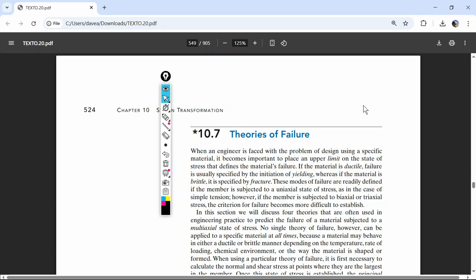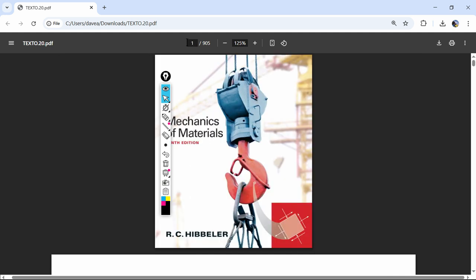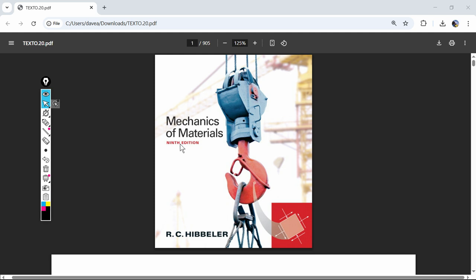Alright, so tonight we're going to read about the theories of failure in mechanics of materials. This is a really important topic to me because I had no idea about it. So we're in material mechanics, this is the 9th edition of Hibbeler. Let's see if we can get back to where we were.